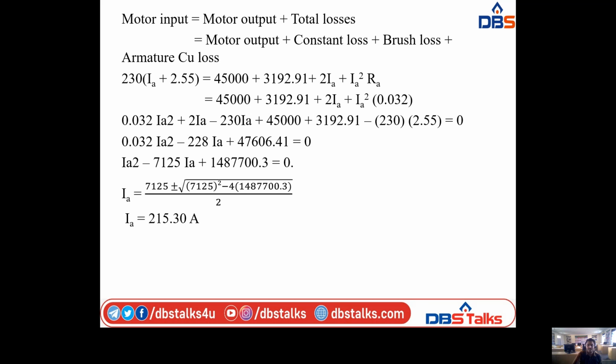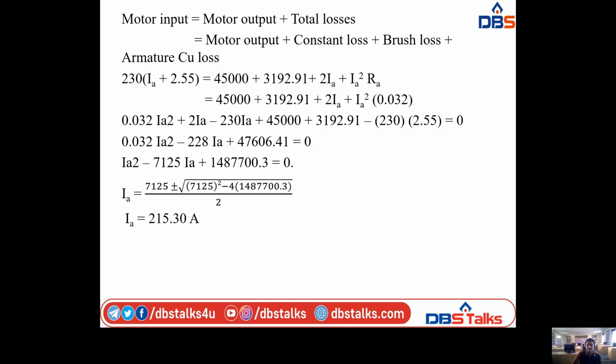So here I am taking 45,000 plus 3192.91 plus 2 into IA plus IA square into RA value, that is 0.032 ohms. After simplifying this one, we have 0.032 IA square plus 2 into IA minus 230 into IA plus 45,000 plus 3192.91 minus 230 into 2.55, that is equal to 0. It is a quadratic equation.